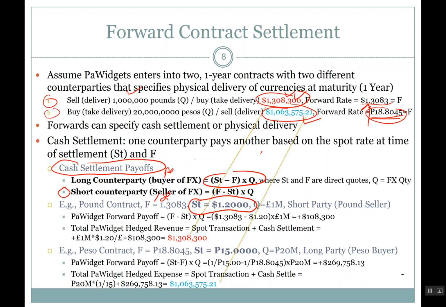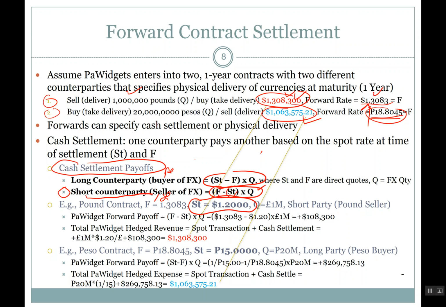The world is normal, right? In this case, we call them the short counterparty. They're the deliverer of the foreign currency. They're delivering the foreign currency and receiving dollars. Their payoff, PA Widget's payoff, is the forward price, 1.3083, negotiated up front, minus whatever the spot price turns out to be, times $1 million. That's their payoff function.